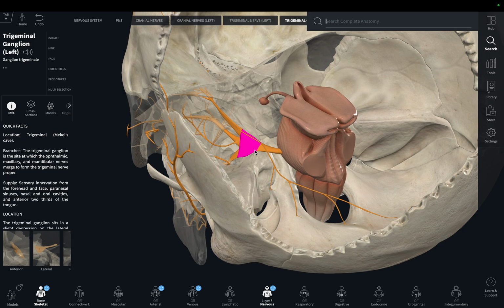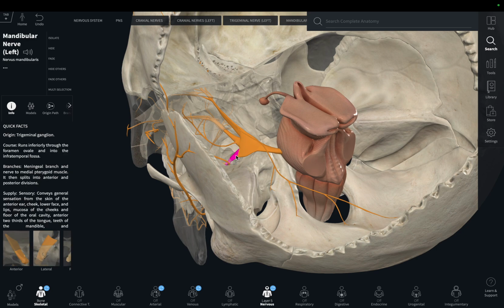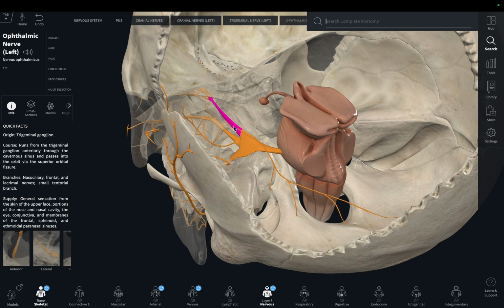The sensory root of trigeminal forms three branches: the ophthalmic, maxillary, and mandibular branches. The motor fibers run in a small motor root and are not part of the sensory root. We'll begin with the ophthalmic division.